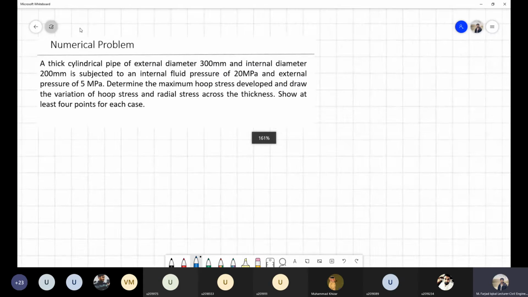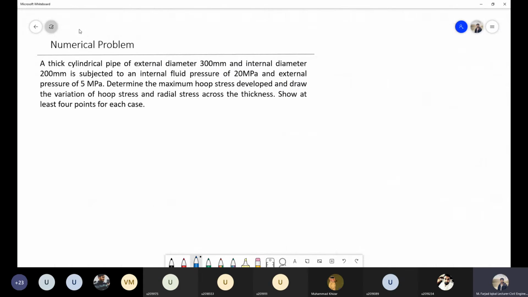So we have this cylindrical element for which we have been provided with an external diameter of 300 millimeter and an internal diameter of 200 millimeter. And we have been told that this cylindrical element is subjected to a pressure of 20 megapascal. So if I write the parameters, this external diameter, let's call it DE, equals 300 millimeter.